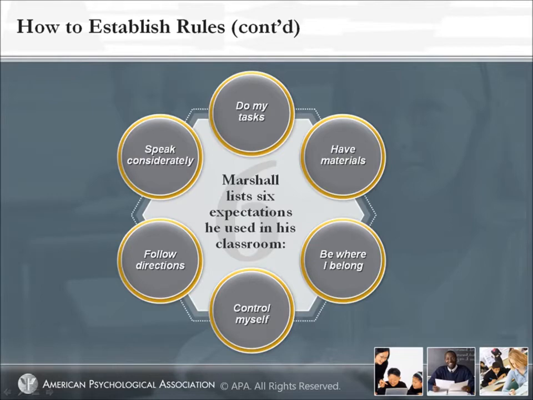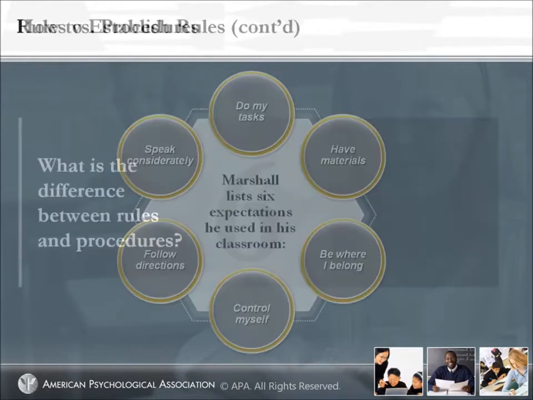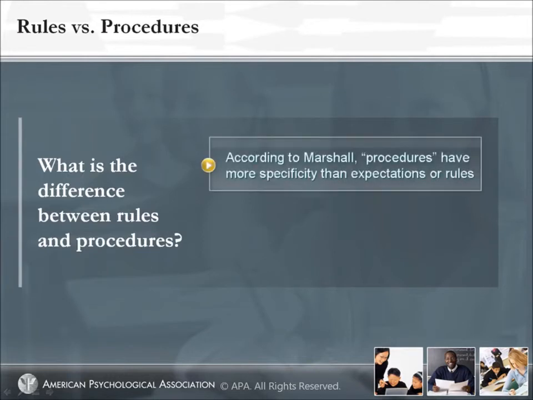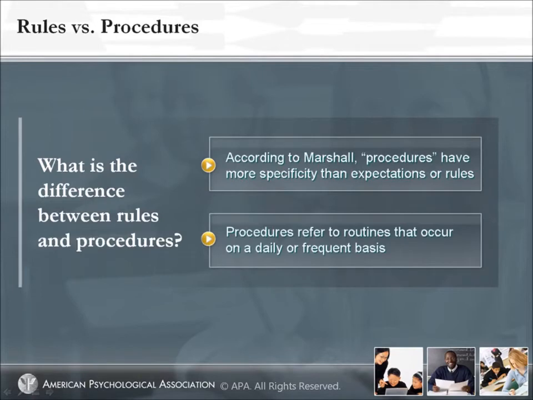Rules versus procedures. What is the difference between rules and procedures? Marshall suggests that procedures have more specificity than expectations or rules. For example, a science teacher would teach procedures for handling materials in a lab. Procedures refer to routines that occur on a daily or frequent basis. Consider the following examples of procedures.